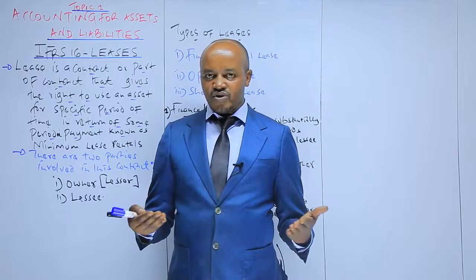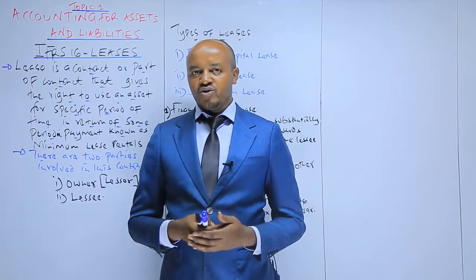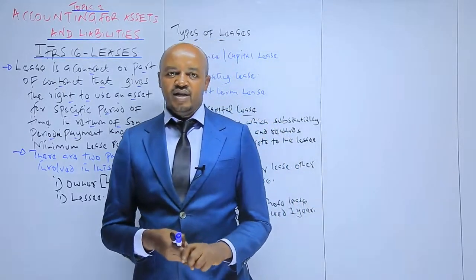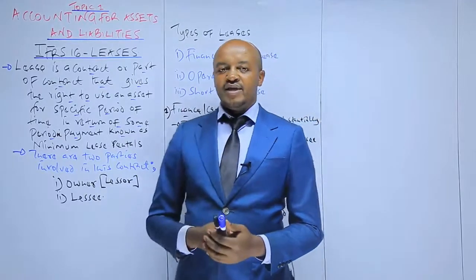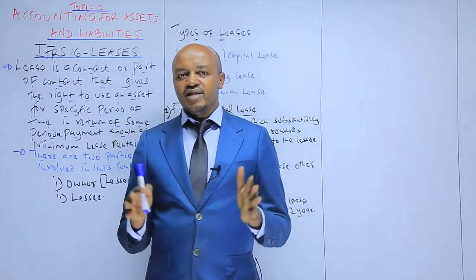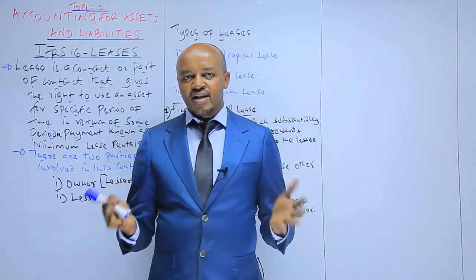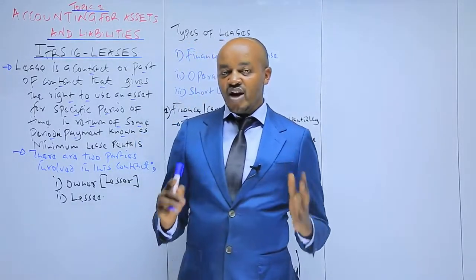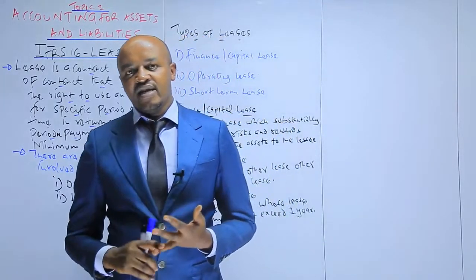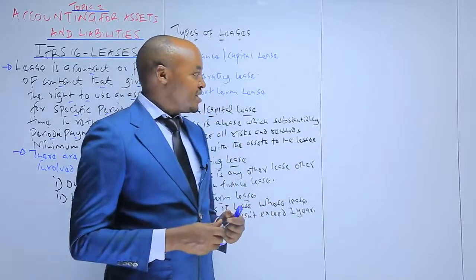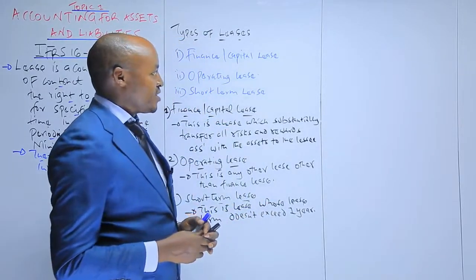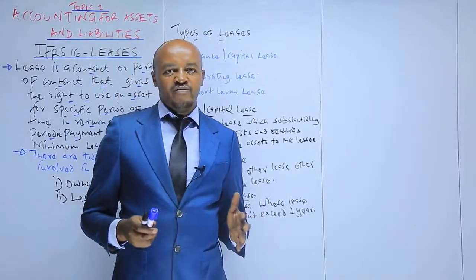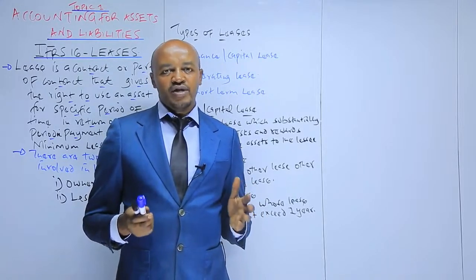We have the owner of the asset, who is called the lessor, and then we have the person who has been conferred the right to use the asset, who is called the lessee. And then in this case, equally, we have said that leases are basically classified in two main categories, a finance lease, and from there the operating lease. Then from there, I want us to look at how leases are accounted for by the person who is called the lessee.